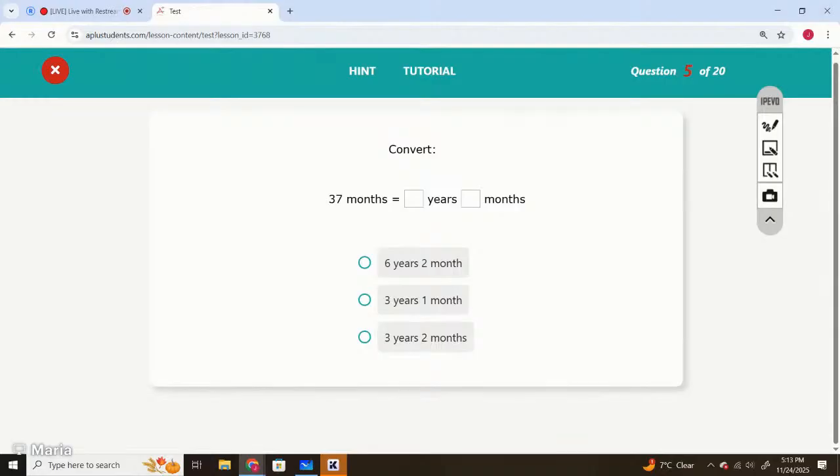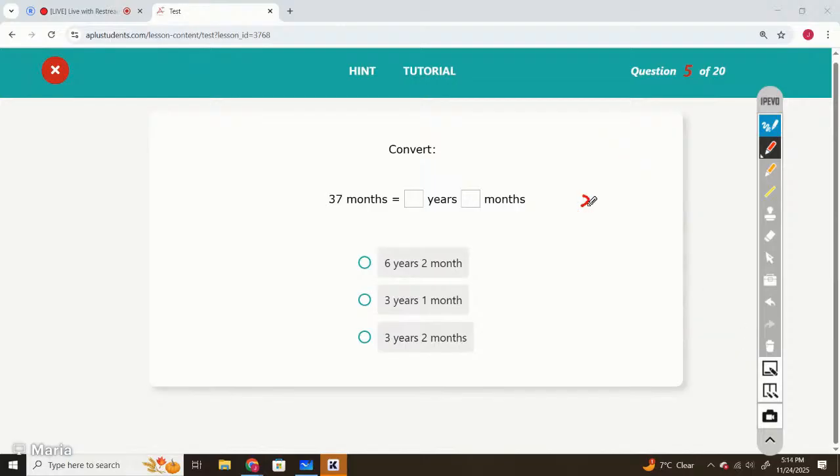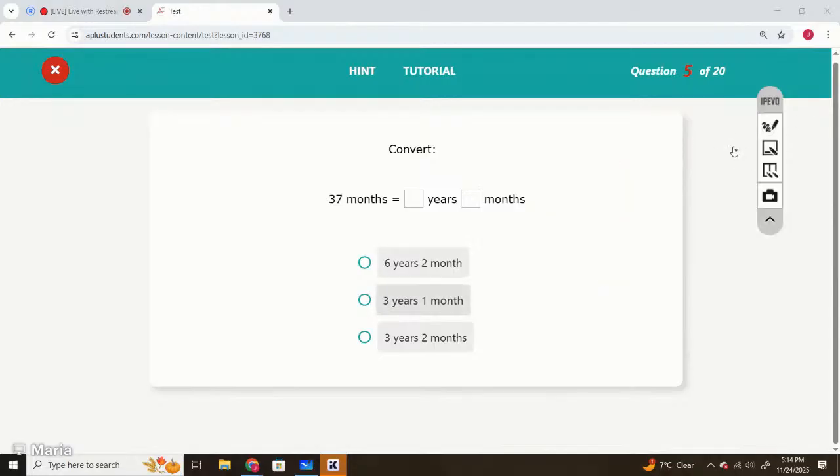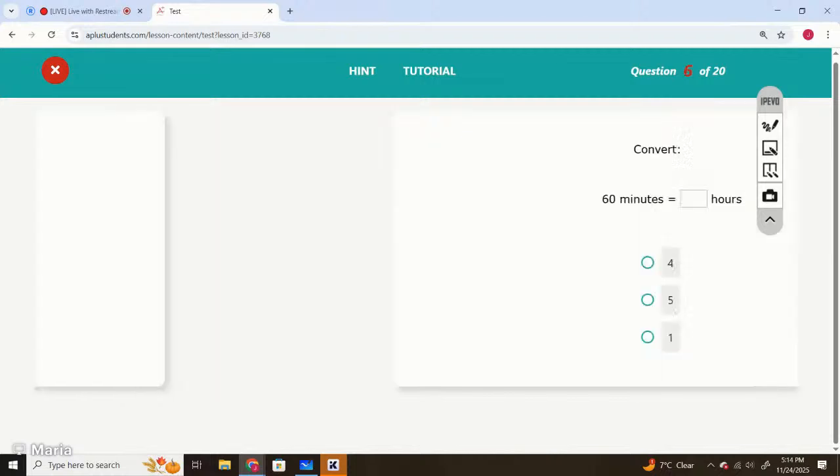37 months equal how many years and how many months? Divide 37 by 12. 12 times 3 is 36. That is 3 years and 1 month. That is 3 years and 1 month. Option number 2 is the correct option.